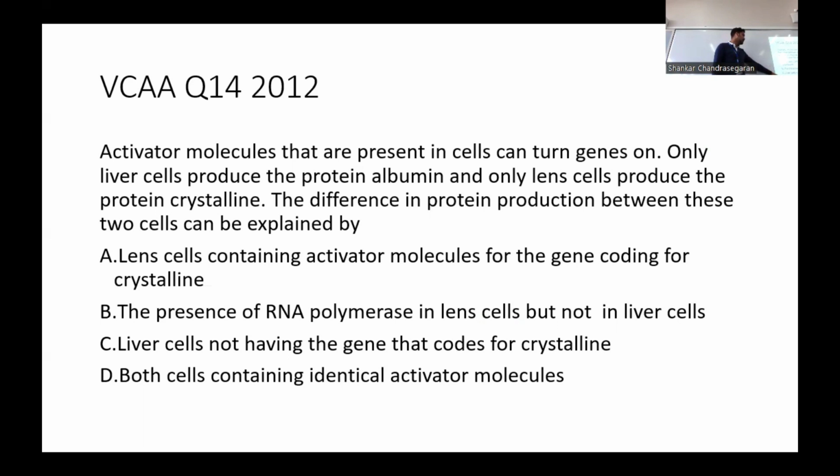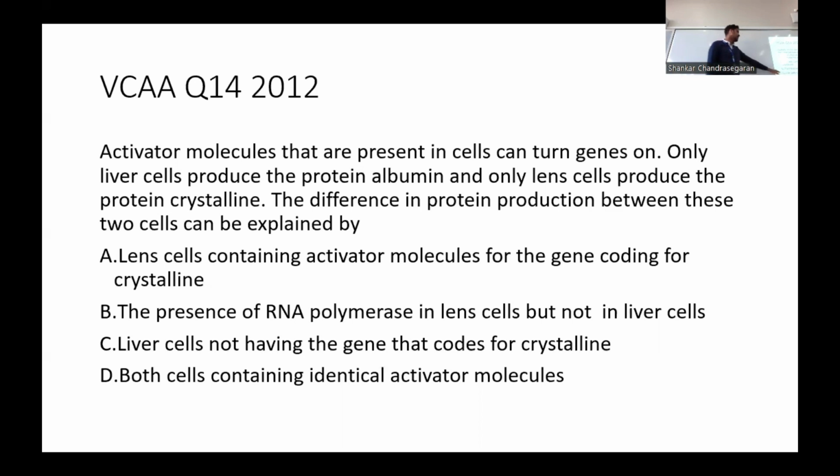So let's go with both cells containing identical activated molecules. Remember, each regulatory protein is unique to each operon and each gene it controls because it needs to bind to that operator. So it needs to be specific to that operator. Okay, each operator is going to be different. Each gene is going to be different. So they're going to be very specialized. Not all activated proteins can work for all molecules. They need to be specific to each function.